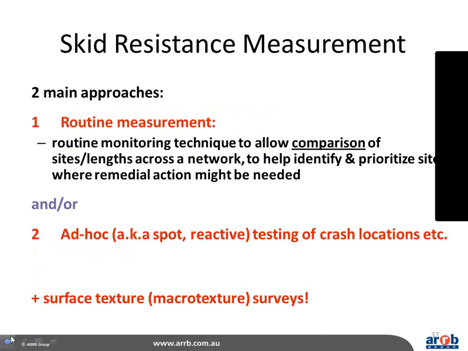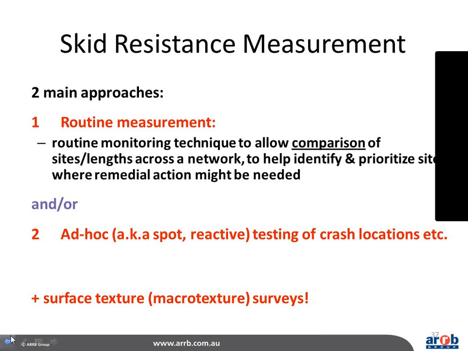It enables us to compare lengths of road, to then prioritise them, to say which ones we are going to look at to see whether there might be some remedial action that's needed. It helps us with things like our resurfacing programs and our road safety programs. So this is where we have people who will adopt a network approach. They'll do routine measurement every year or every 2 or 3 years on a particular road network to enable them to compare road surfaces, to enable us to get trends. Is the skid resistance of the location going up or going down?